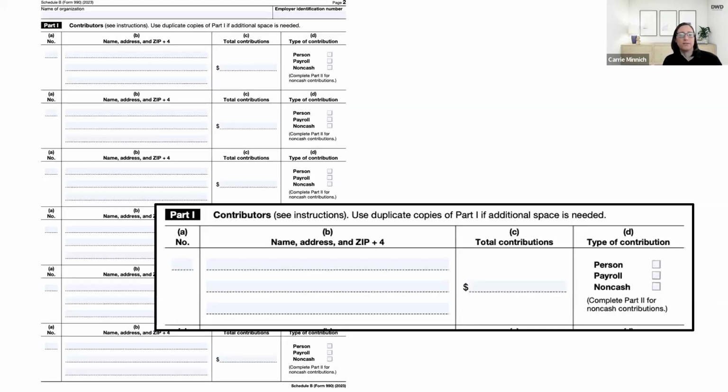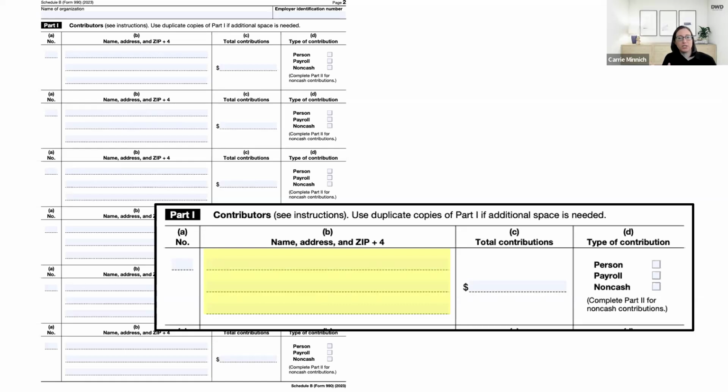The next schedule I want to briefly talk about is Schedule B. Again, this is the schedule where, depending on your organization, you will need to report donors that have given either $5,000 or more during the year, or a certain percentage of your total revenue. As you can see, it asks for the name and address of the donor and then the total amount contributed. Again, this part does get filed with the IRS. However, this part is not available for public inspection.